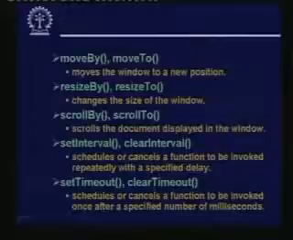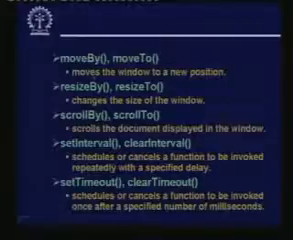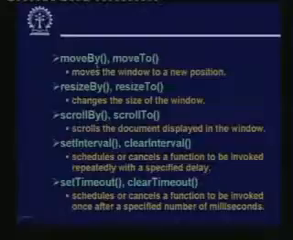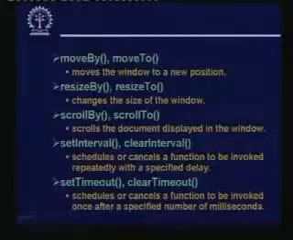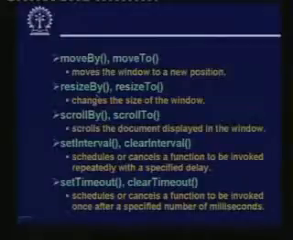There are some other functions or methods. Move by or move to, these are used to move a window from one location to the next. Move by specifies the offset with respect to the present location, what is the x offset and y offset of the new position. But in move to, we specify the absolute xy coordinate.